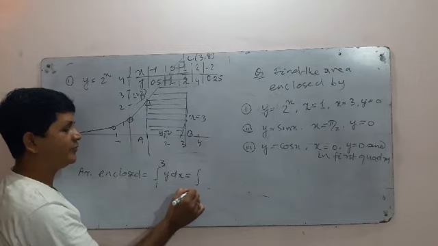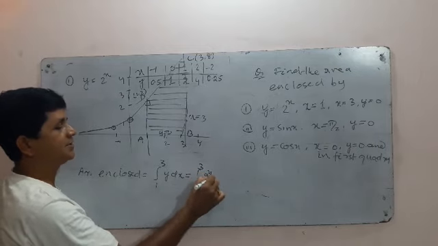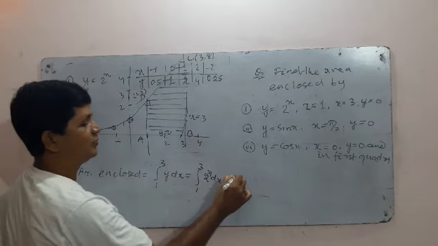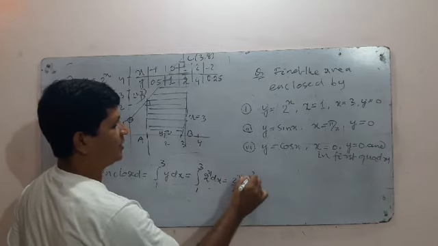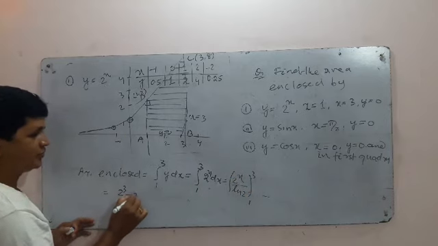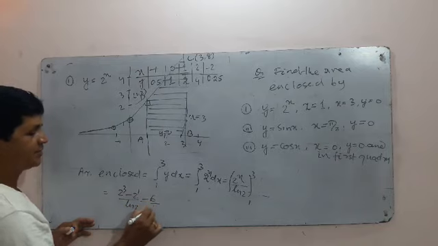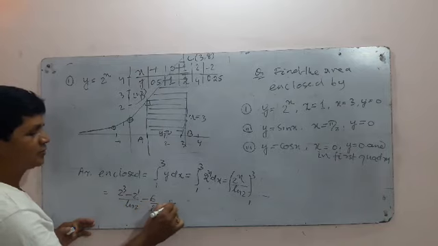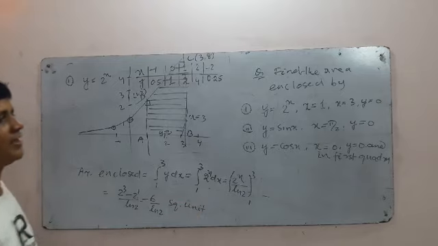What is the value of y? It is 2 to the power x into dx. Integrating, 2 to the power x by ln 2, from 1 to 3. That is 2 to the power 3 minus 2 to the power 1, by ln 2. It is 6 by ln 2 square unit. This is the area covered by y equal to 2 to the power x.